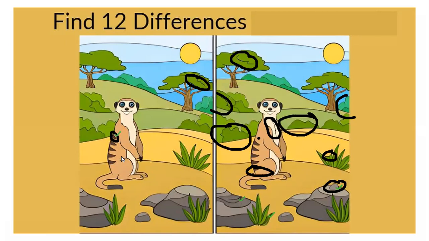In picture A, the leaf near the plant. The plants. The pet. Yes, okay. In picture A, it doesn't have many. But picture B has many. Here, this one. Many plants and leaves. Yes, that's right. Okay, correct.